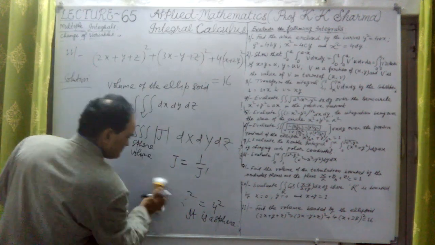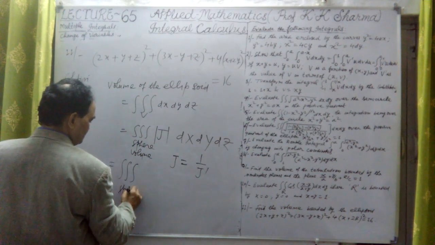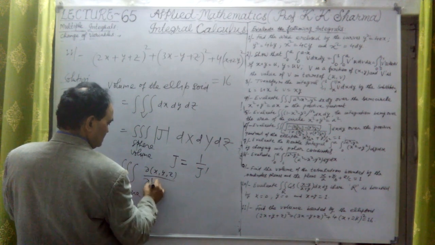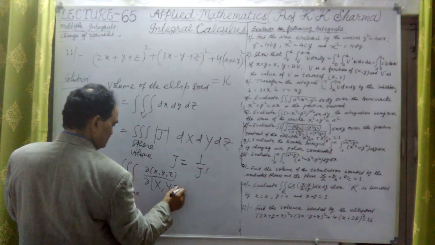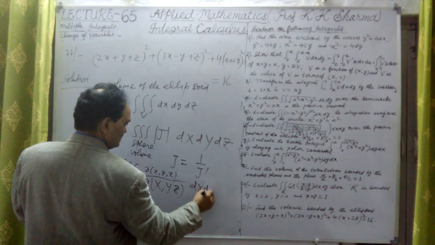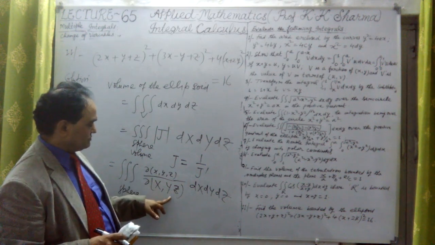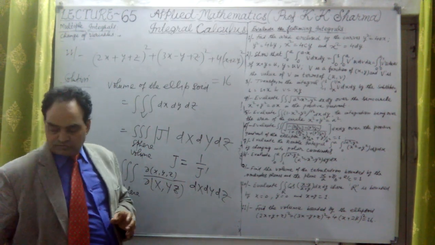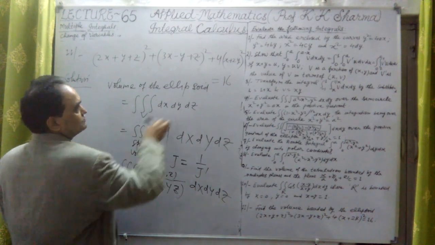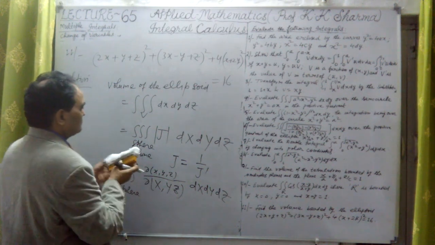Or it can be written as the volume of the sphere, and this is nothing but del(X, Y, Z) by del(x, y, z), into dx dy dz. That means this value is with respect to this dx dy. Let me convert it to find the value of this, because these are the factors given to us. What are the coefficients of z here? Therefore, let me find out the J.